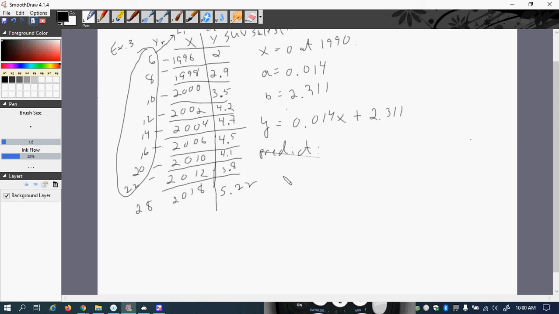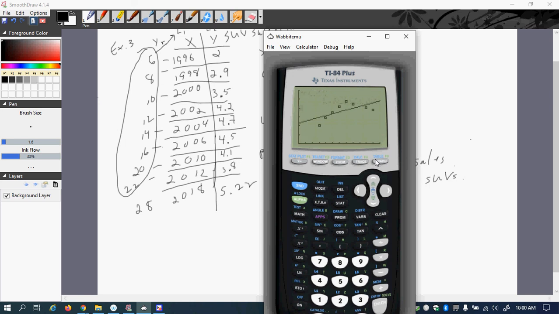So 5.22. At the year 2028, we have sales of 5.22 million SUVs. This is a prediction for linear. And we can see in the graph that it's going up, but notice the data is actually coming back down. So the line of best fit's not the best one. Linear regression is not the best one. So the next video we're going to do is the quadratic, because I think it'll give us a better answer because it'll fit the data better.